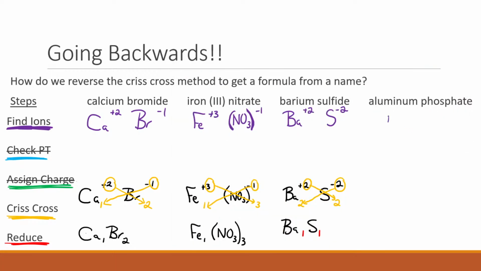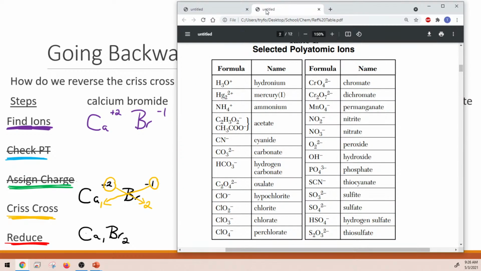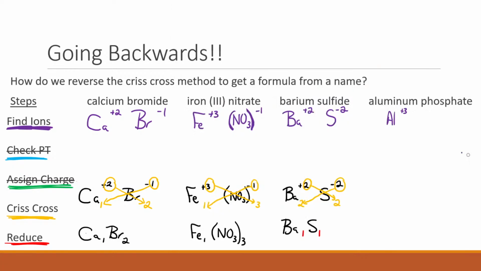Alright, so far so good. I write Al plus 3. For phosphate, I need to check table E and see if I can find it on here. Looking at the rows carefully, here we go. Phosphate is PO4 with a negative 3 charge. I'm going to put it in parentheses from the start just to be safe, just to make sure I don't mess with the numbers that are in there. And I have found my ions, checked the periodic table, and assigned charge.